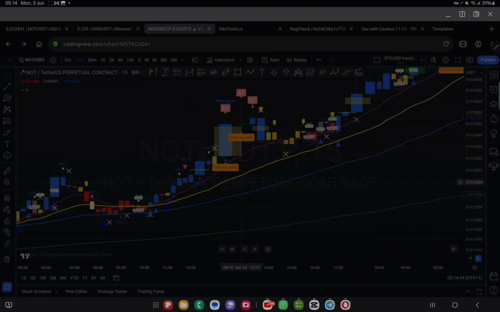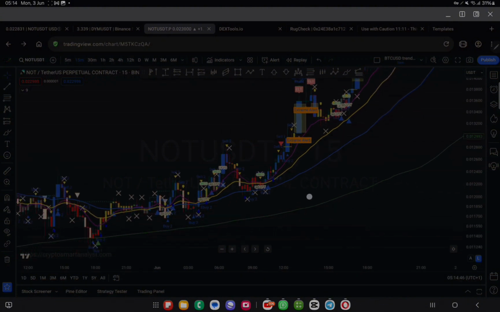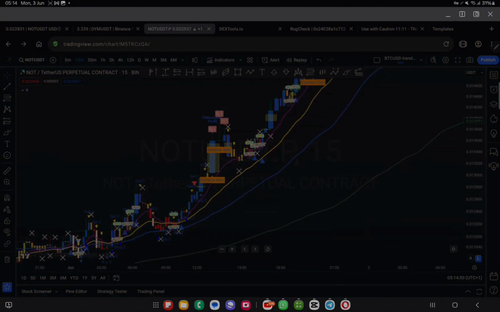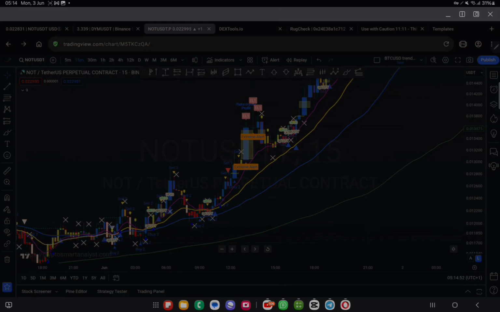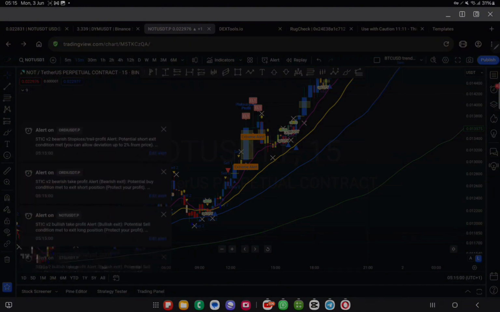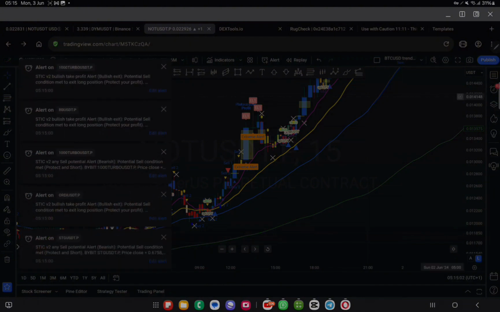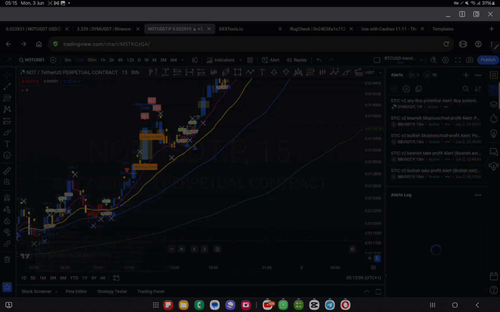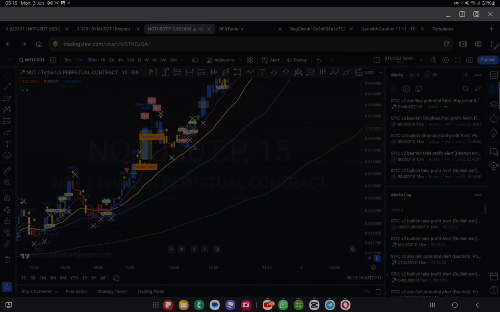Notcoin was at 0.005 last week, and it's currently trading at 0.02. That's about 4x within a week. That's 400%. Okay, sorry, that's Stick working. Awesome. So that's Stick working anyway.